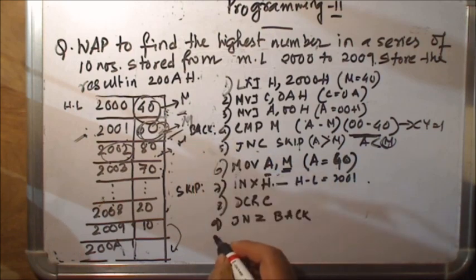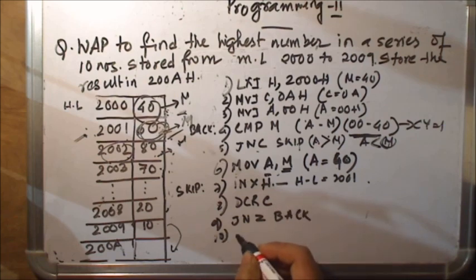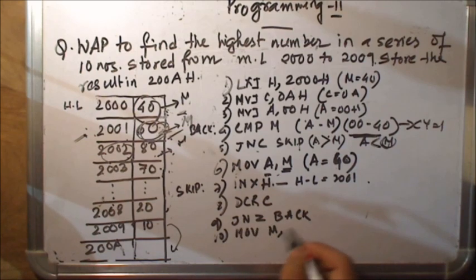So by the time the loop ends, we will have the HL pair as 200A. Where is the highest number stored? The highest number is stored in A. So we will simply put the value of A to M: MOV M, A. And then we will halt the program. So this is our program. I hope you understood.